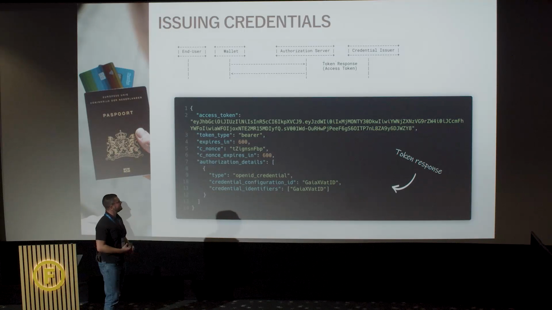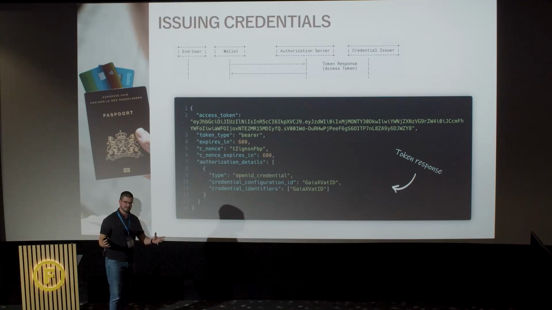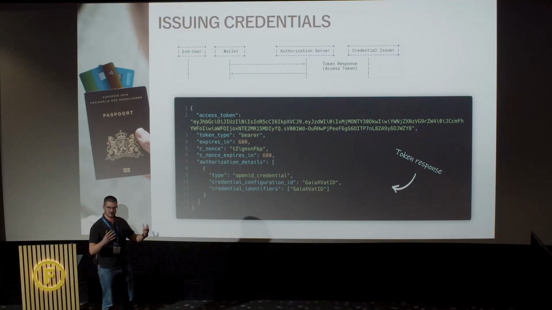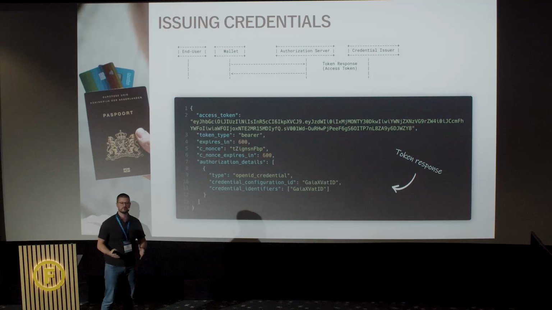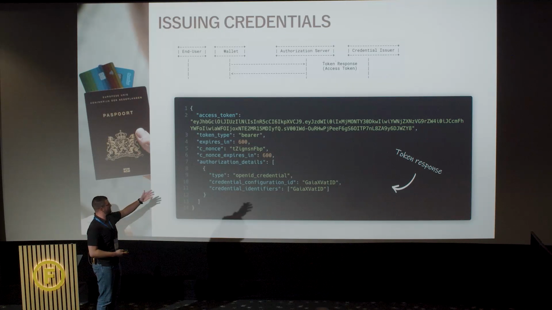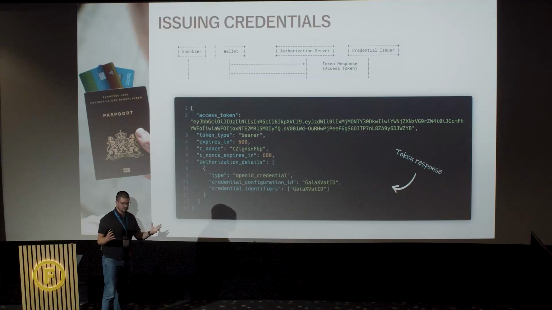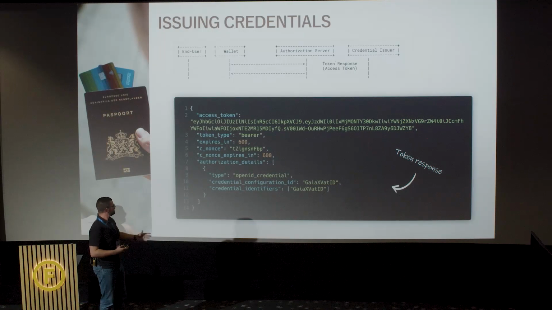So then you get the token response once it says everything's okay. So now the authorization server is telling you, I know who you are, I trust you, you can get that credential. So you get the access token, the famous access token, which is a JWT. You get a client nonce, which is to avoid replay attacks. And as usual, the authorization details to say which credential you are requesting.